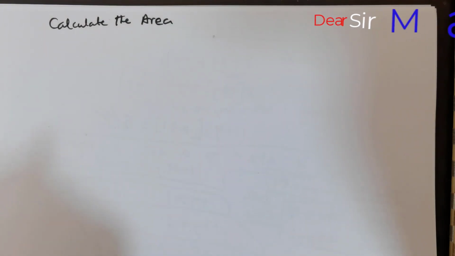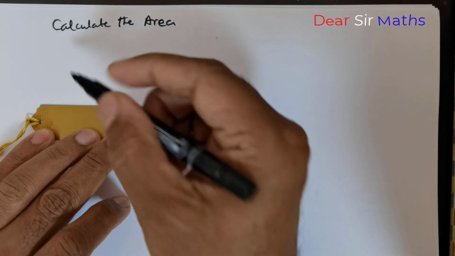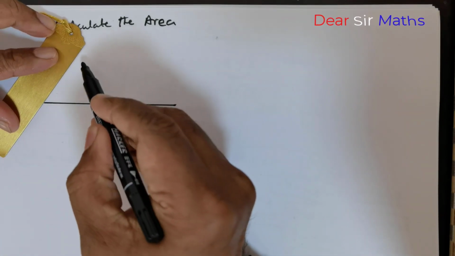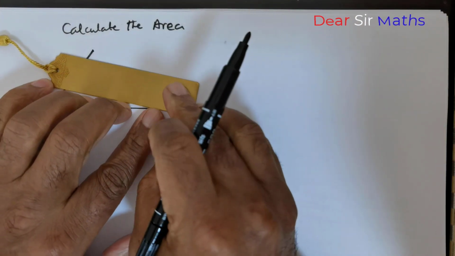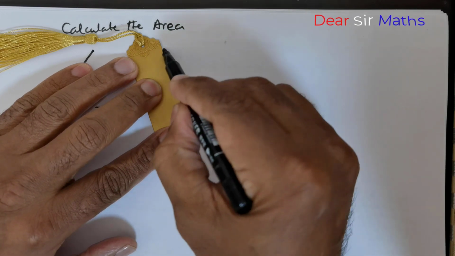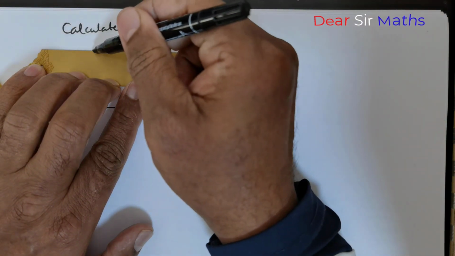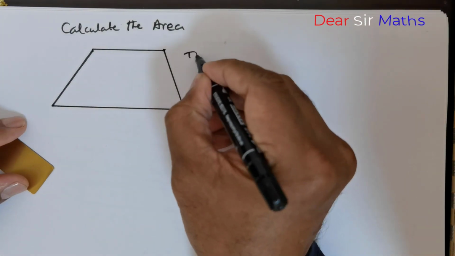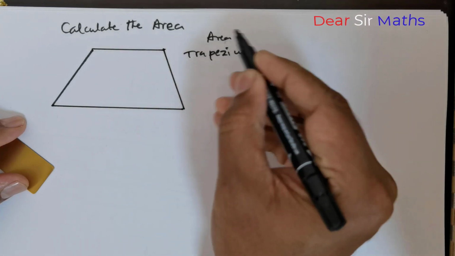Students, we are given this question. We are expected to calculate the area. Let me foremost draw the figure for this particular question. Can you spot what is the name of this figure? This is a trapezium, and we are expected to find the area of the trapezium.